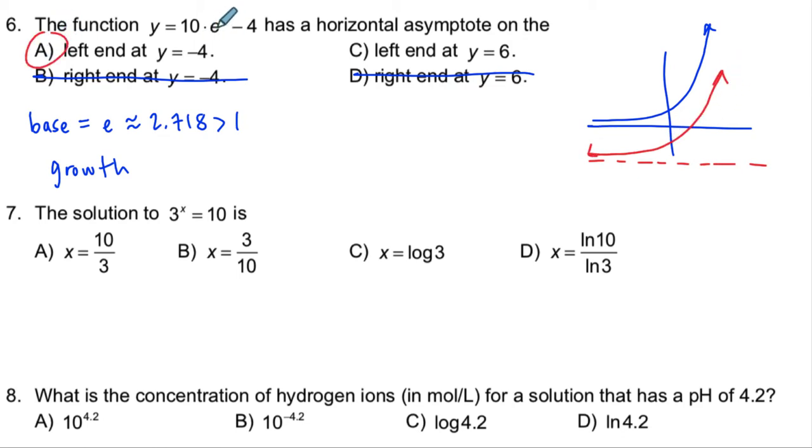Now, in another form, we had a base of 1/2, which is an exponential decay base because the base is between 0 and 1, and so we would have a right-end horizontal asymptote.